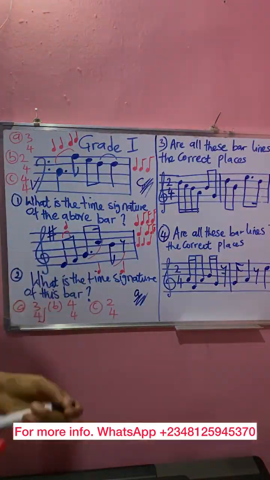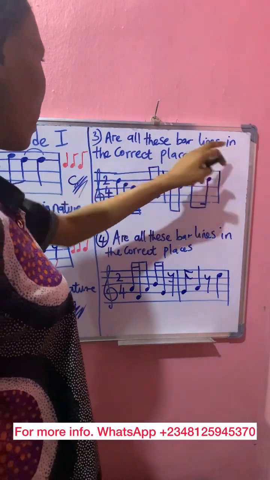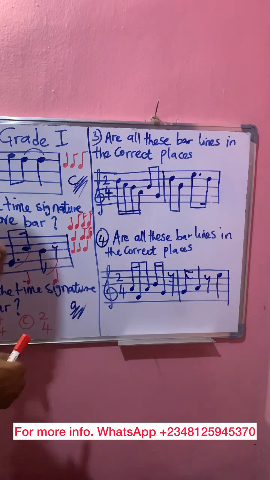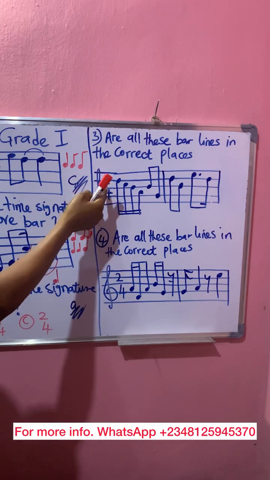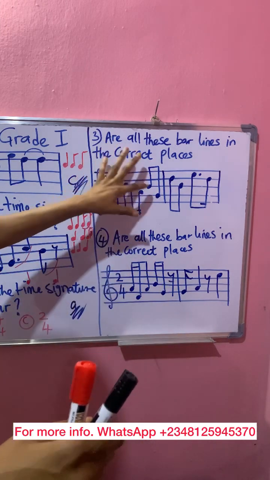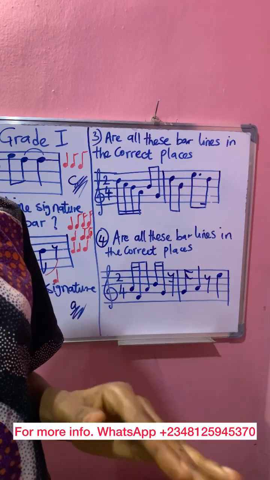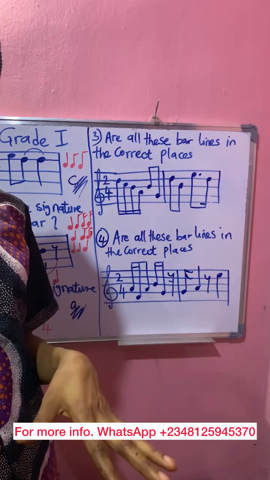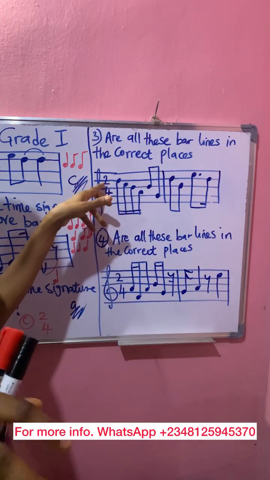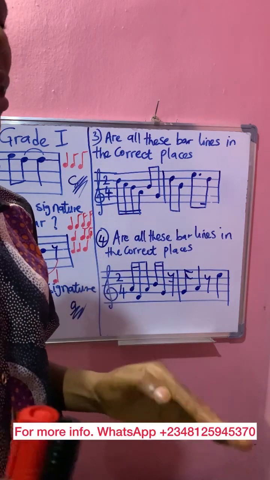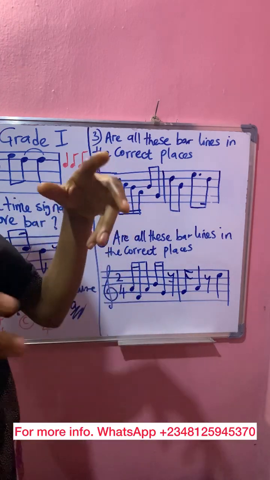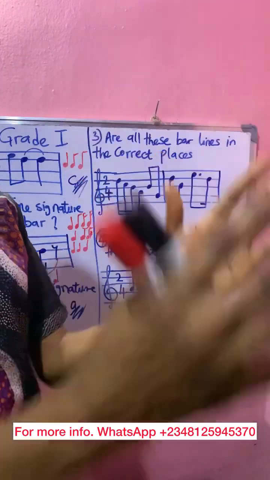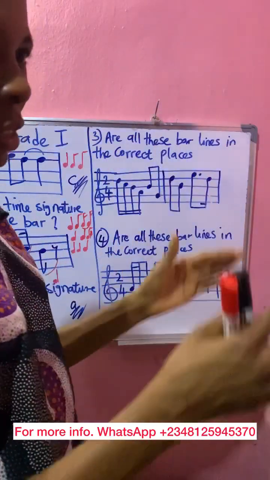All right. Are all these bar lines in the correct places? Now let's see. Bar lines, and what's the time signature? 2 4, because that's what will help you understand the meaning of a bar line. Bar lines are simply vertical lines used to divide music into equal parts. So in this case, we must have 2 crochets in each bar. Remember I said this lower 4 represents crochet, so we must have 2 crochets in each bar. So the bar line will divide it into equal parts. We must make sure that each bar contains 2 crochets.